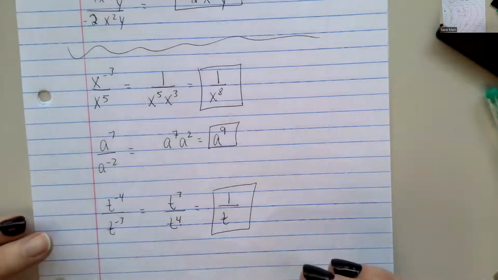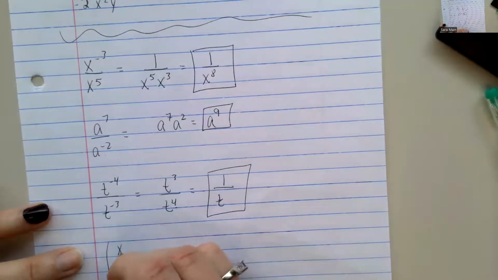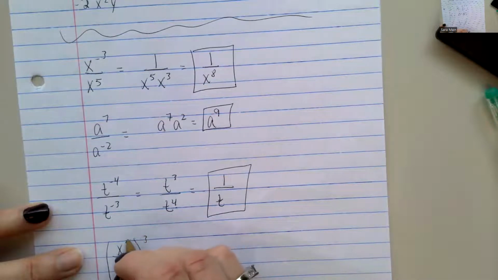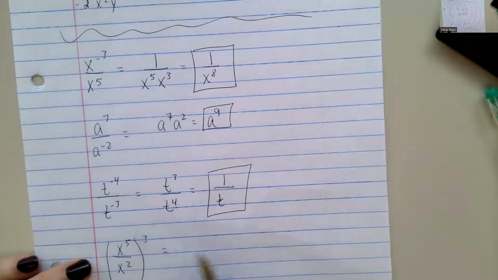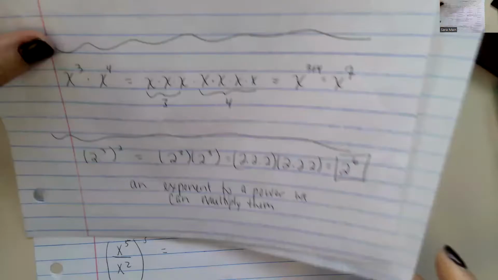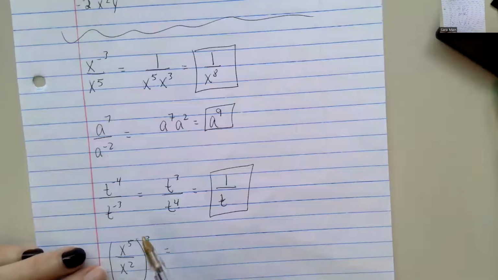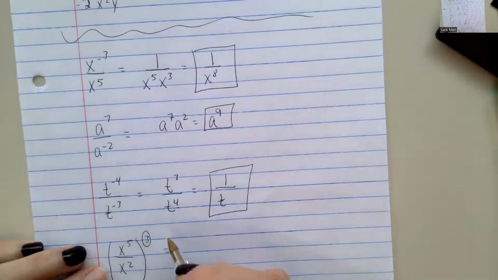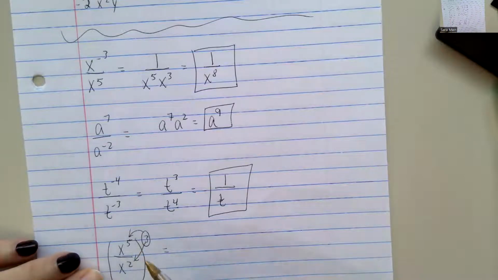Okay, so let's say we have x to the 5th over x squared, all to the 3rd. So we're going back to our rule that an exponent to a power, we can multiply them. So we have an exponent to a power. I always go through and distribute my power from the outside to everything on the inside. So it's going to get distributed to the numerator and the denominator.